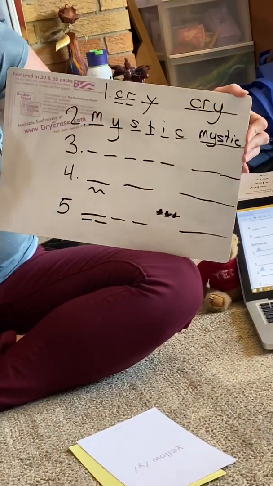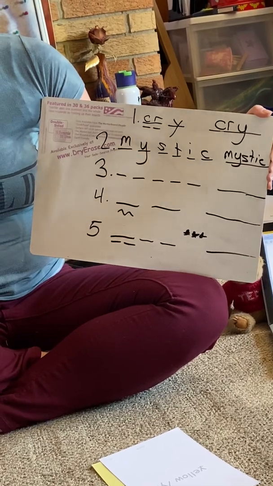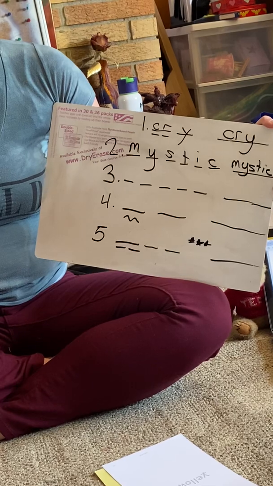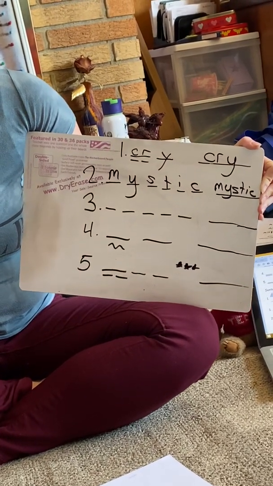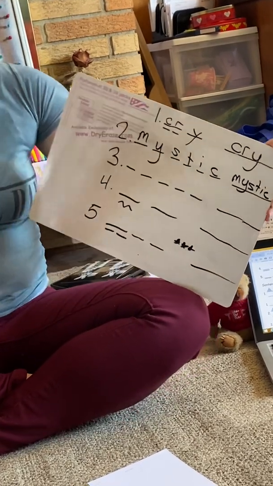Number 3 is gypsy. Gypsy. Now, this is a special word. You have to think about it, because this one is special in the fact that it uses some of the rules that we learned last week. Hint, hint. All right, let's check it together.